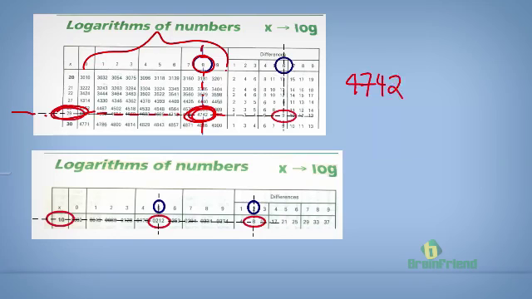The last digit on our number string is 6. 6 is looked up under the difference column. If we trace 6 down, it will also intercept our row here. And at that point, we have a value 9. Our logarithm is gotten by adding up 4742, our value here, and 9. And that would give us 4751.